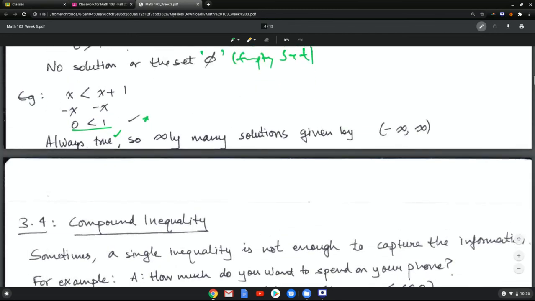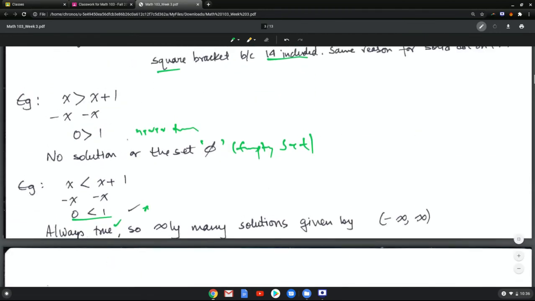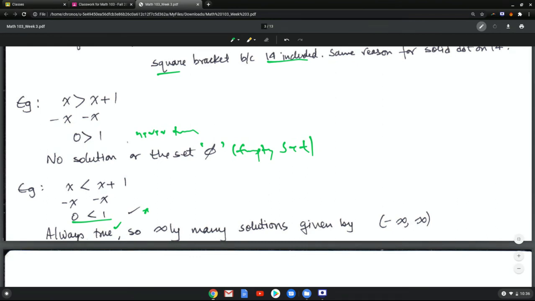Next video, we're going to look at compound inequality, which is just two inequalities put together.